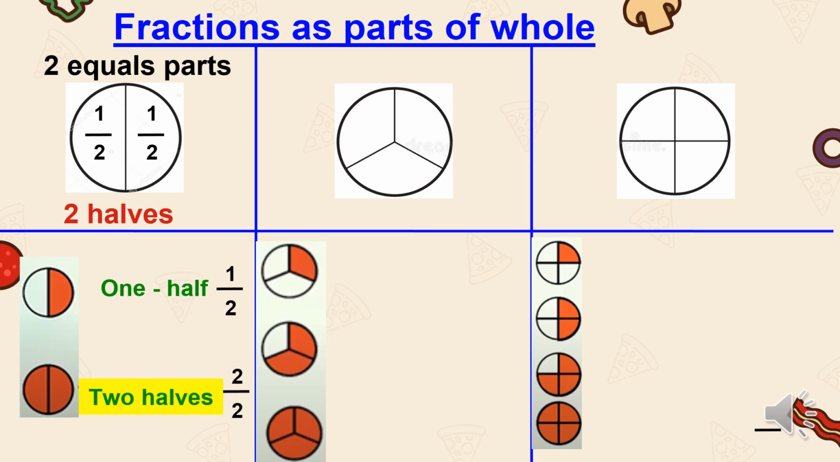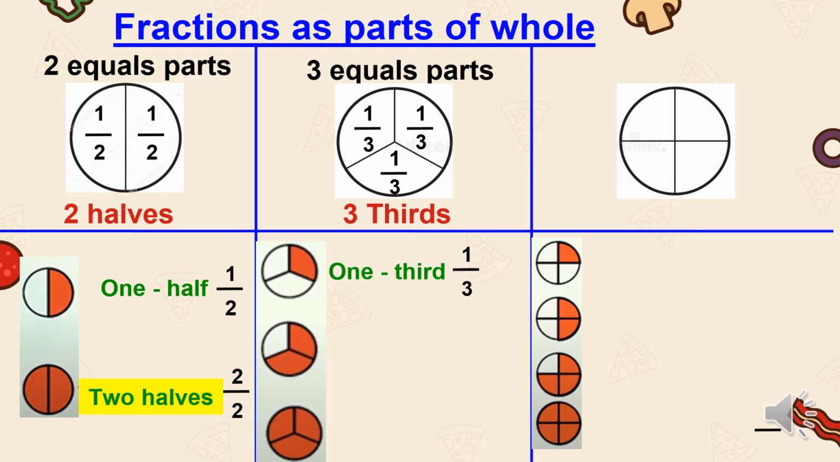When we divide the circle into 3 equal parts, each part will be 1/3. So the circle has 3/3. So the fraction in the first circle will be 1/3, or we can say 1 over 3. The fraction in the second circle, 2/3, or we can say 2 over 3. The last one we have here, total parts are 3, color parts are 3. So the fraction is 3 over 3, or we can say 3/3.